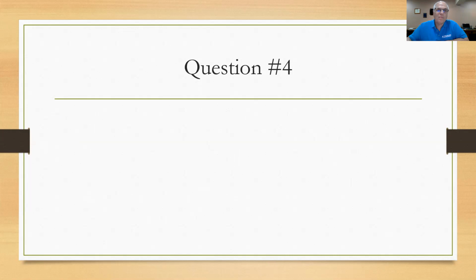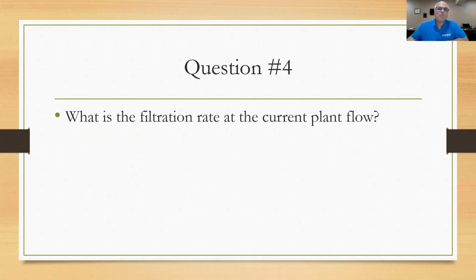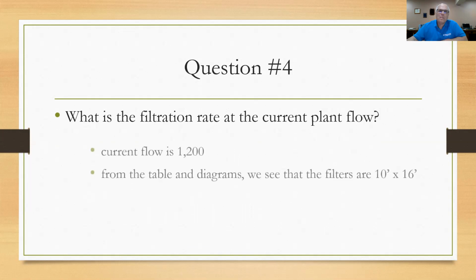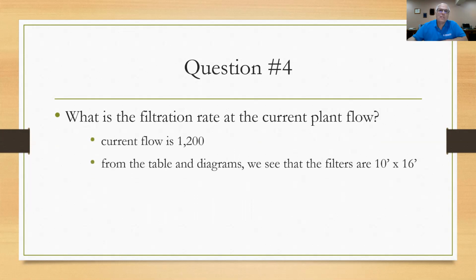Okay, question number 4. What's the filtration rate at the current plant flow? Now, in order to do this, you had to dig out that current plant flow. You also had to see from the information that they gave you in the tables and the diagrams, the filters were 10 feet by 16, and they ran all 3 of them at one time. You had to know that. You couldn't say, well, they were only running 2 or only 1. No, they were running all 3. When the plant operates, all 3 filters are online.